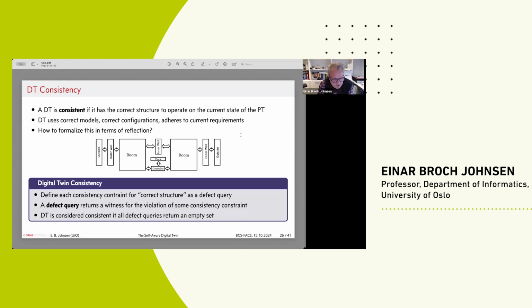So the way we're going to approach this problem is to assume that the correct structure satisfies a certain number of constraints, and for each of these constraints, we can ask a question to the knowledge graph. And we're going to call these defect queries. So the idea of a defect query is to ask a question about the violation of a constraint in such a way that the knowledge graph will provide a witness for this violation. And the witness gives us an operational way of doing model repair. And now the digital twin is considered consistent if all these defect queries return empty sets of witnesses, so there are no witnesses to any defect.